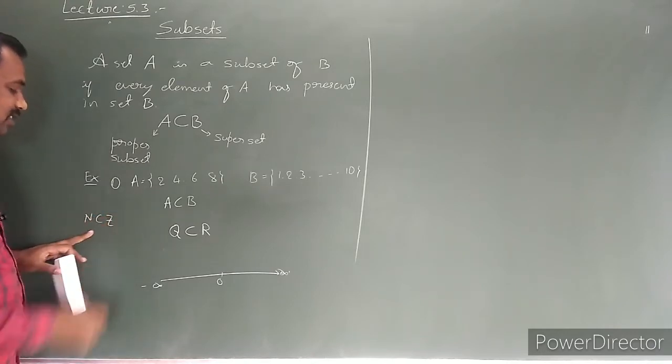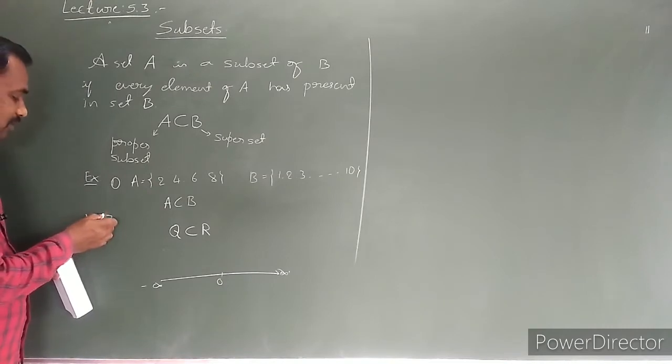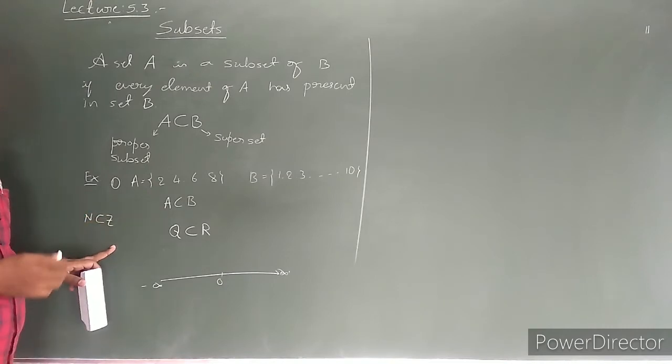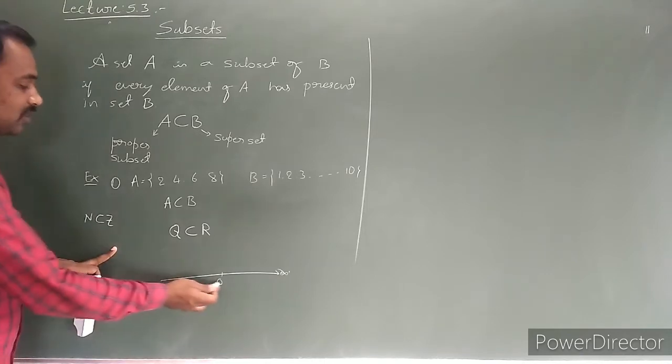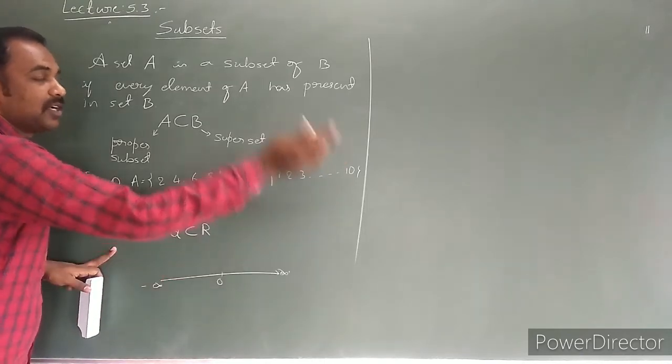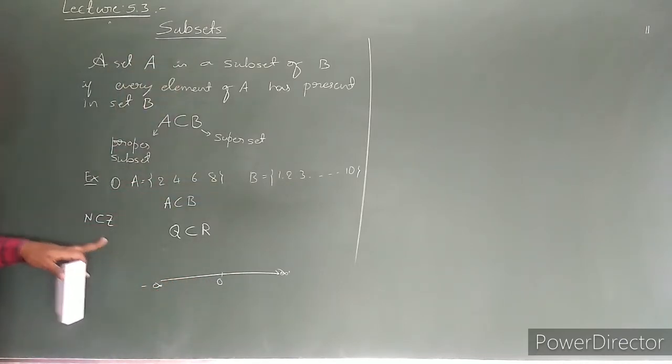Natural numbers are a subset of the integers. Do people agree? Integers mean positive integers as well as negative integers: 0, 1, 2, 3, 4, 5, and so on up to infinity, and -1, -2, -3, and so on up to negative infinity.